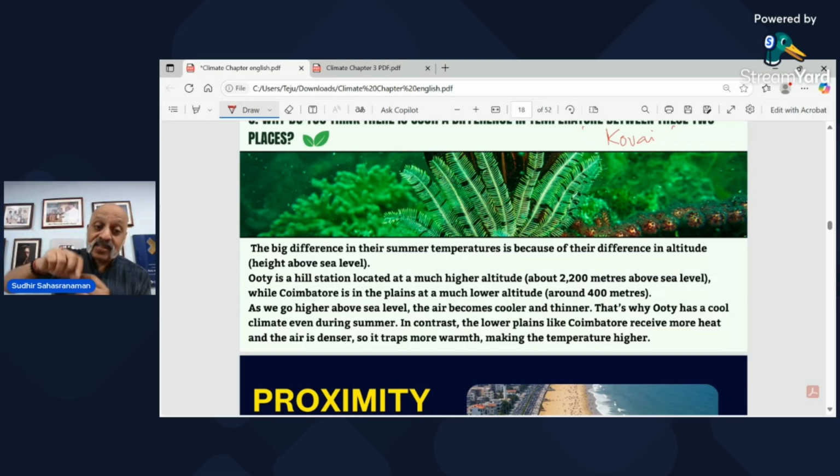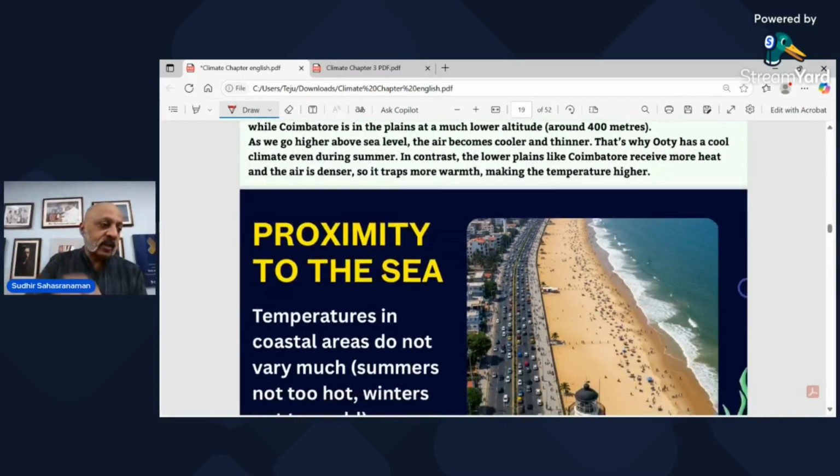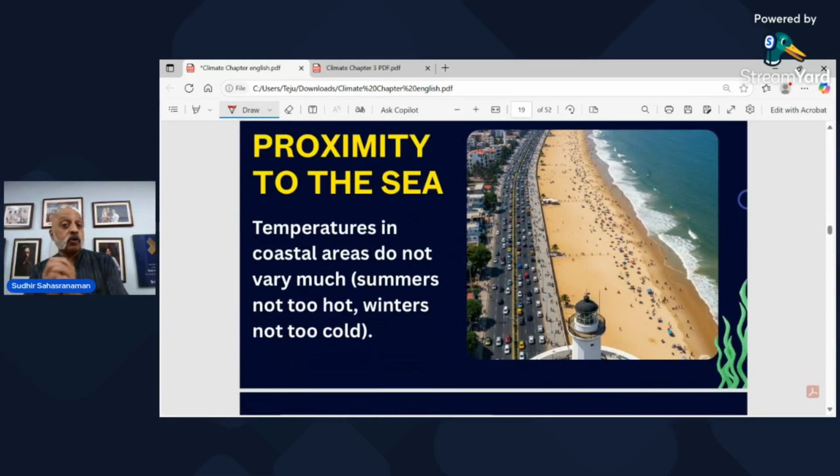It will be less dense, and therefore the air in Coimbatore traps more warmth, making the temperature higher. You need to write this kind of an answer giving details to get those full 2 or 3 marks. Okay. Now, the third factor that we are going to discuss is proximity to the sea.